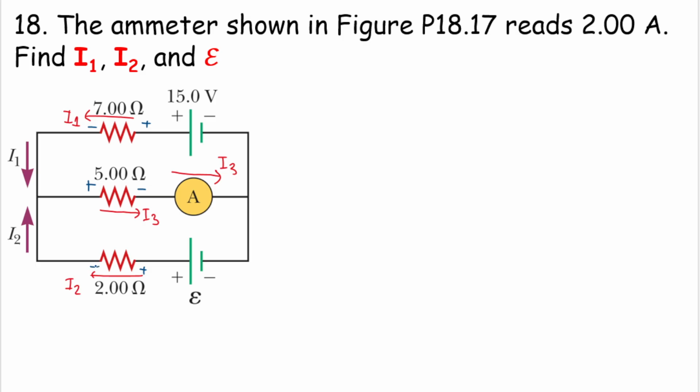Good. Now what we can do is the junction rule at this point here, point A. Let's do the Kirchhoff junction rule at A. The junction rule says that the sum of the currents that go in will equal the sum of the currents that go out.